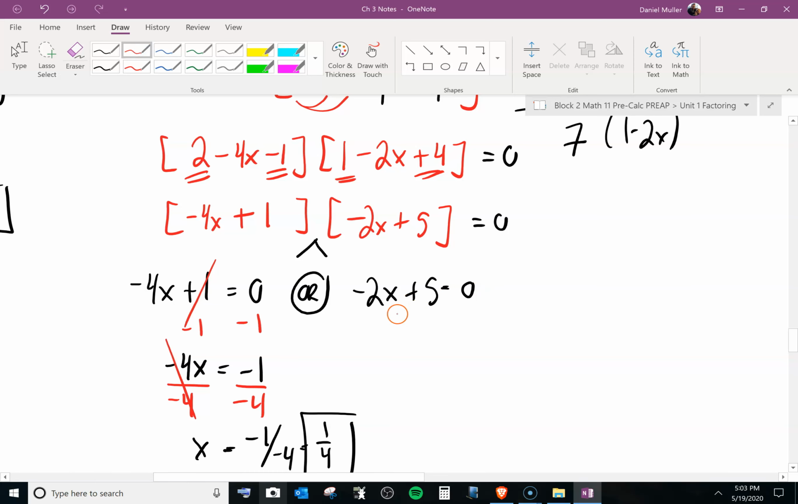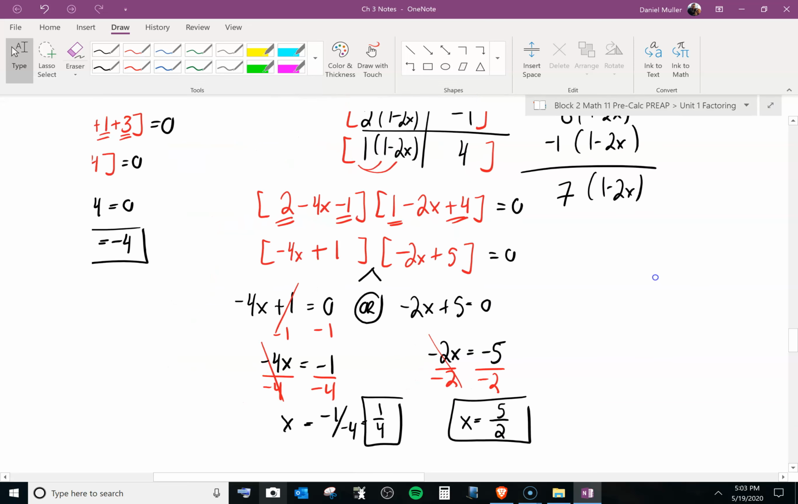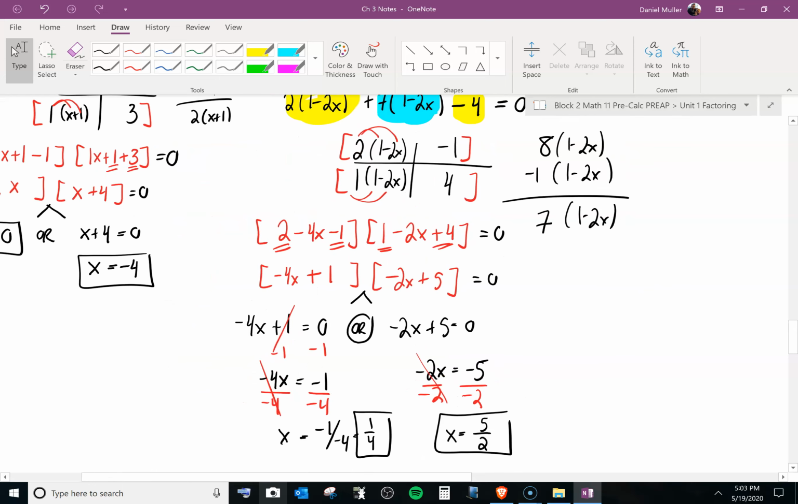Same with this one, you're going to subtract the 5 over, so I'll write negative 2x equals negative 5. I'm not going to show that, I'm just going to subtract it over to the other side. And then I'll divide by negative 2 to cancel that out. So x equals positive 5 over 2. The two negatives will cancel. And so that is a very big question.